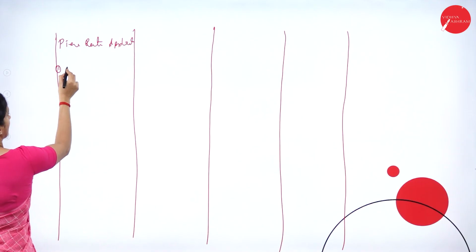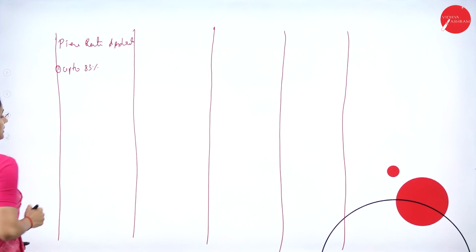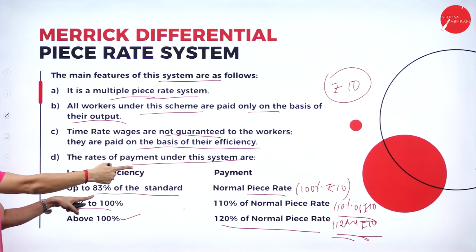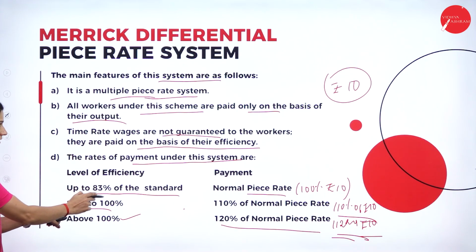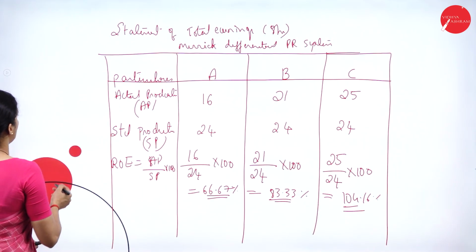So one rate is up to 83%. See in the question here, his multiple piece rate: up to 83%, it is 100%. Then from 83 to 100, it is 110%. Then above 100, it is 120%. So that we will write here.